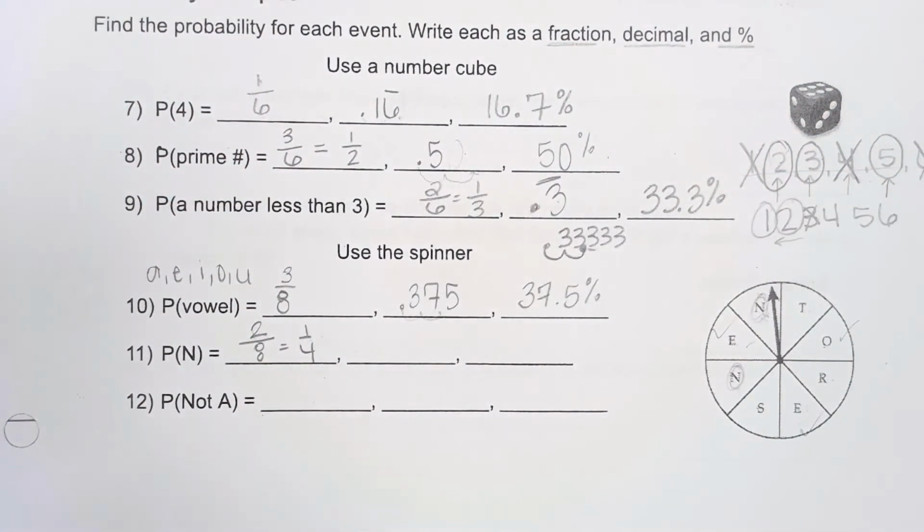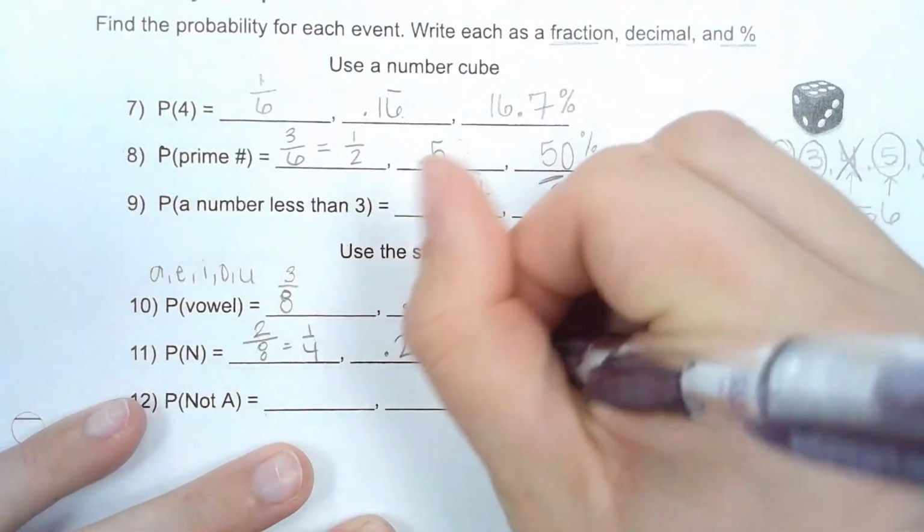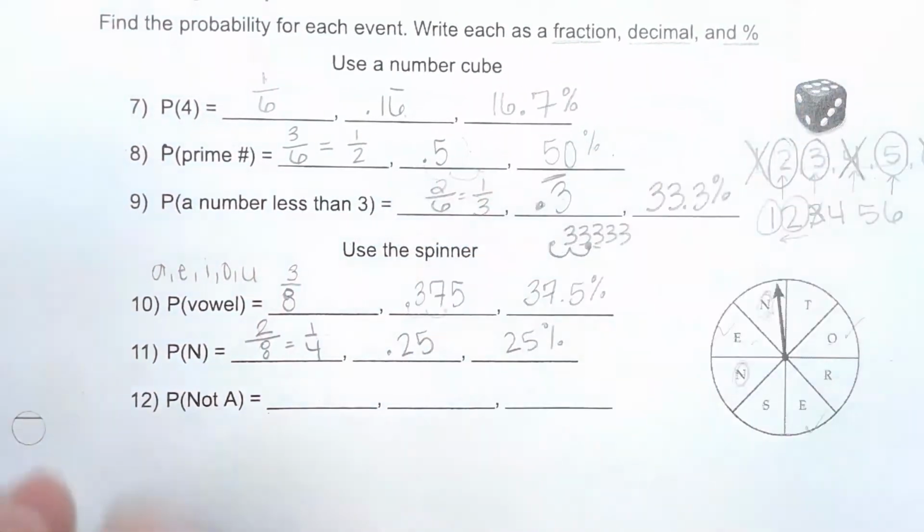And then again, just change it to a decimal and a percent. So 1 divided by 4 is 0.25. 0.25 as a percent is 25%.